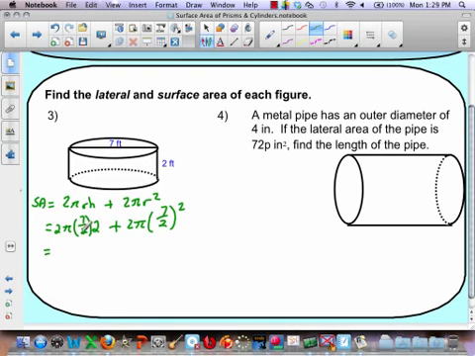All right, so what's 7/2 times 2? Again, what's going to happen here if I'm dividing by 2 and then multiplying by 2? They cancel out. So then I'm left with 2 pi times 7, which gives me 14 pi. Woohoo, 14 pi.